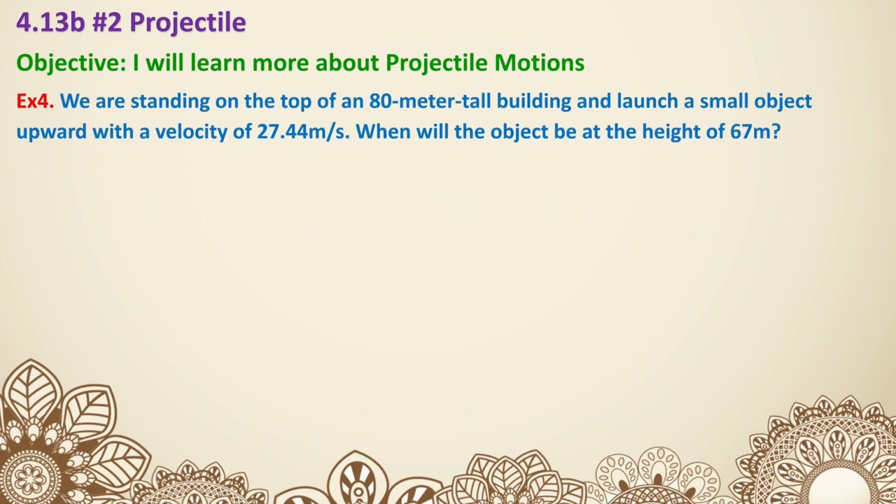We're standing on the top of an 80-meter tall building and launch a small object upward with a velocity of 27.44 meters per second. So let's set it up: negative 4.9 t squared plus 27.44 t plus 80.